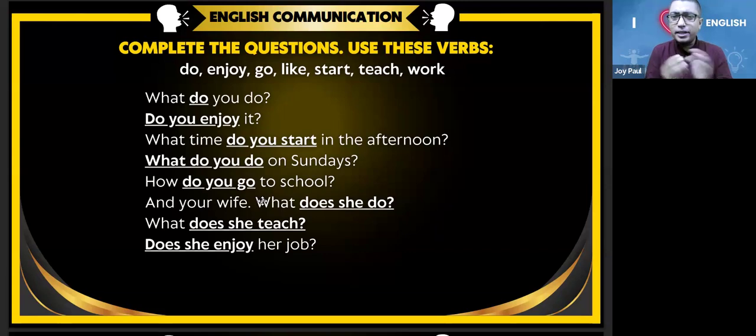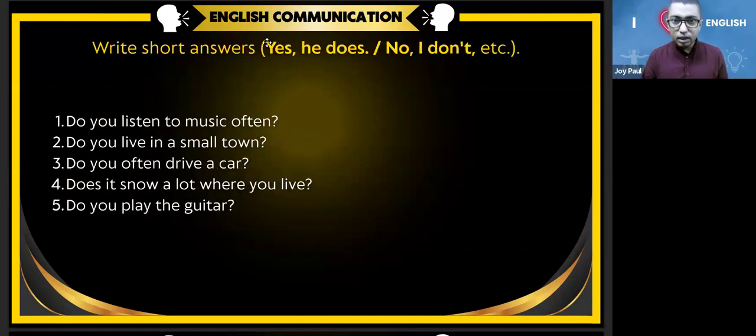These are small sentences. If you watch it again and again, slowly and gradually it becomes a brain tattoo, and you can easily convey your message when you want to. Is my point clear? Great. Now, next, write short answers.